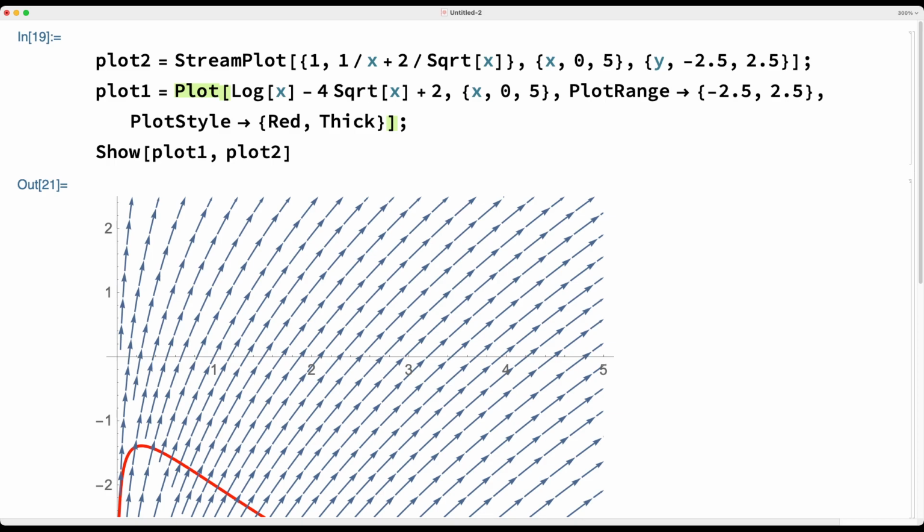1 over x plus 2 over square root of x. Okay, and then what was our solution? Log minus 4 square root of x plus 2. Okay, so what did I manage to screw up here, guys?